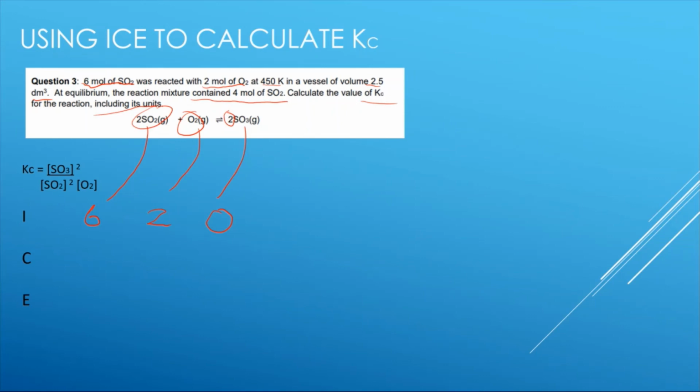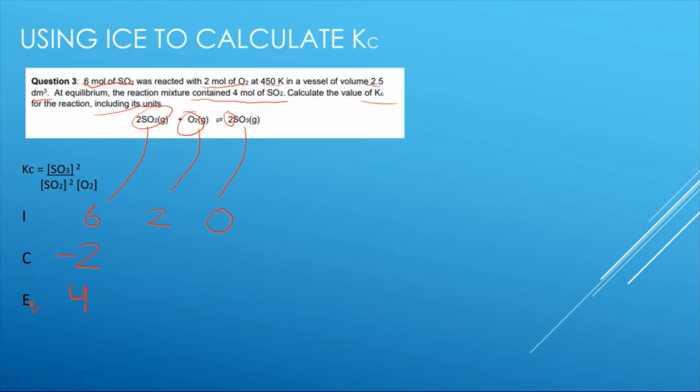And then we've been told that at equilibrium, the reaction mixture contained 4 moles of SO2. So SO2 at equilibrium, we've been told that it contains 4 moles. So remember that this E stands for equilibrium moles, and we've been told that this is 4 moles. So this is what we can use to work everything else out. So in this, we know that from 6 to 4, we would have lost 2 moles. So change in moles is -2.